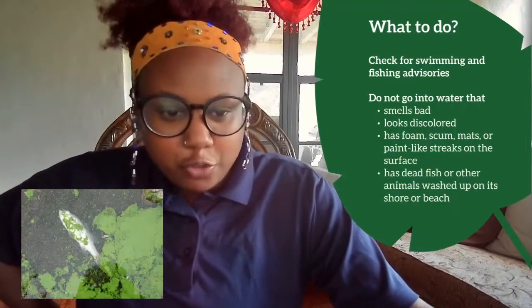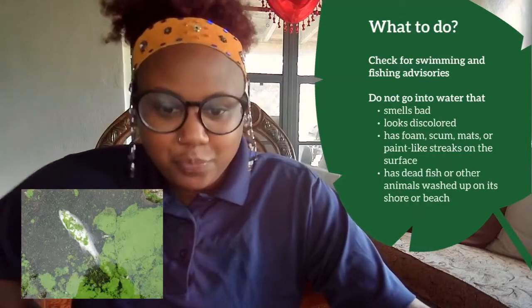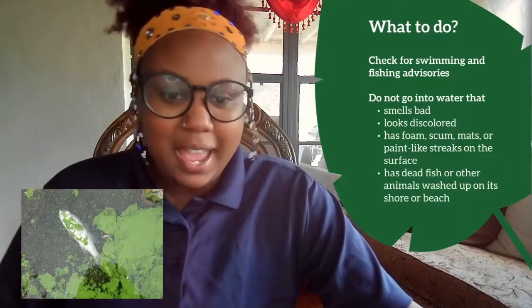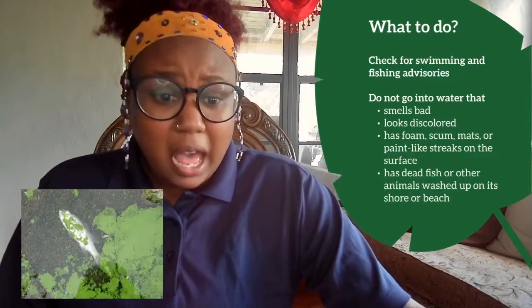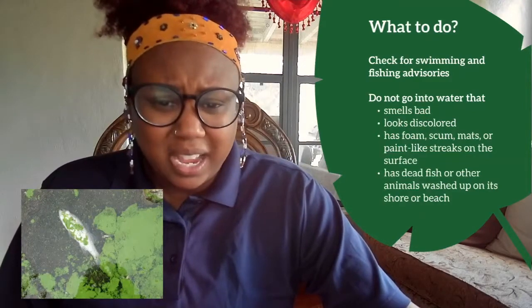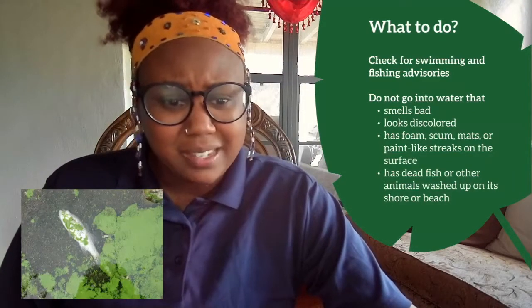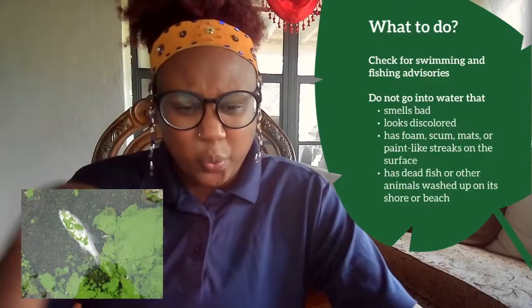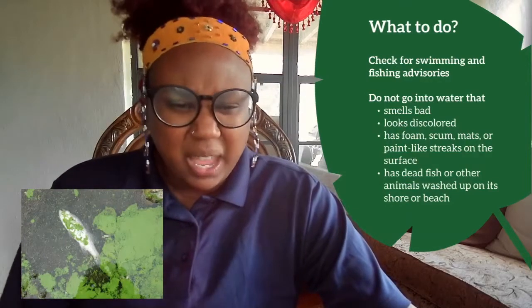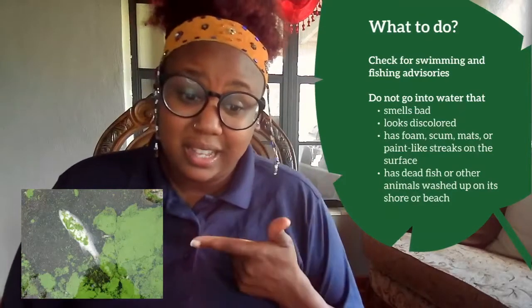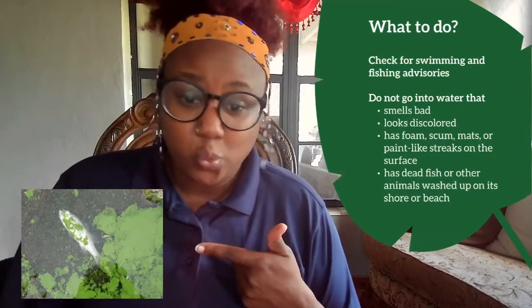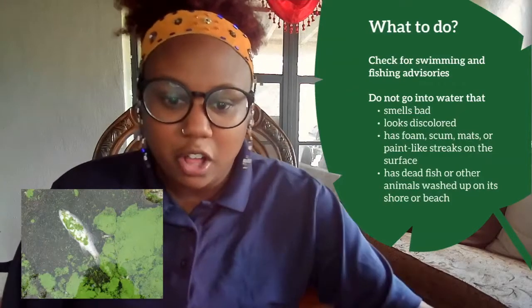But Rose, what if there are no fishing or swimming advisories and I want to go out? One thing I always tell you is keep an eye out on your local bodies of water. Don't go into water that smells bad or looks discolored. In fact, sometimes it can smell like rotting eggs when there is an algal bloom happening. If there's anything weird floating on the top of the water that looks like paint streaks or foam, I wouldn't go in it. And of course, if you see anything like this, with dead fish or other animals washed up on the shore, avoid it at all costs.